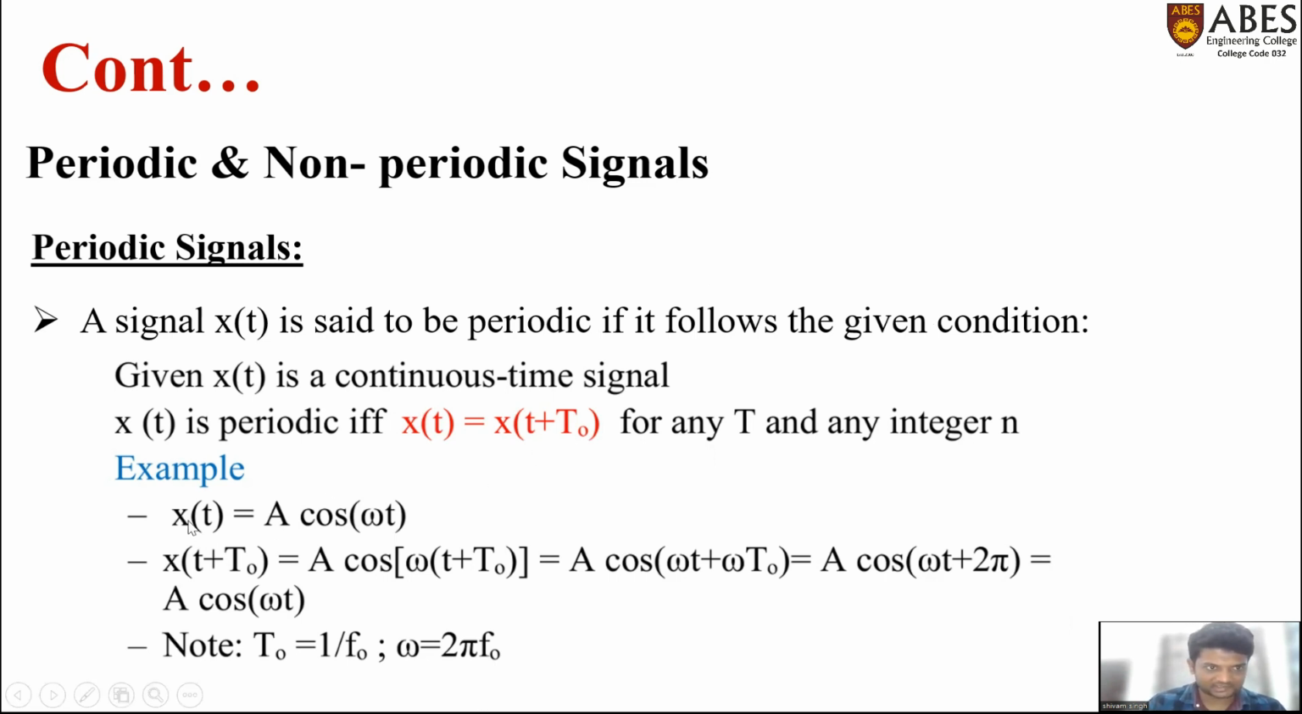Here is the mathematical expression, x of t equals A cos omega t, okay, and now I'm replacing x of t with x of t plus T naught in the expression. So if you get the same A cos omega t, then you can say that the signal is periodic.